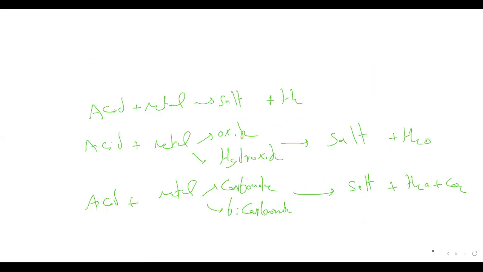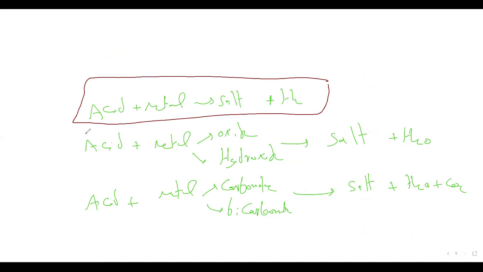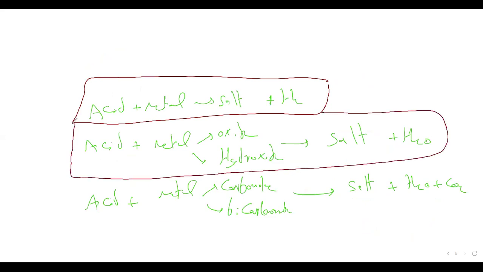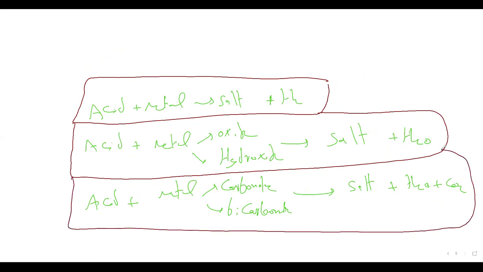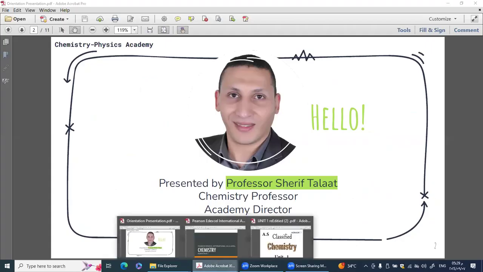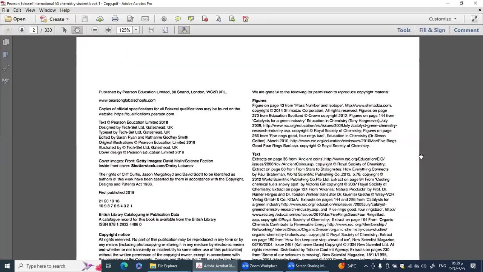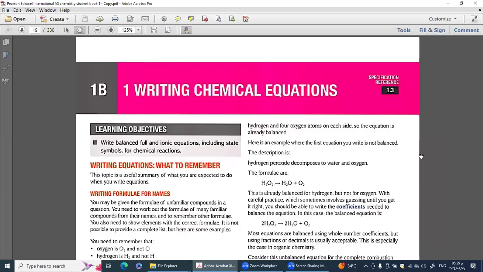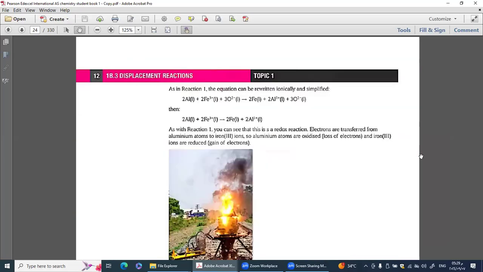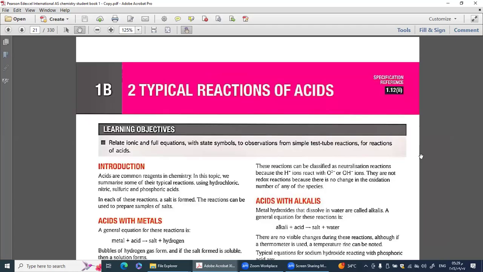The reactions between acid with a metal form salt and hydrogen. Metal oxide or hydroxide forms salt plus water. Metal carbonate or bicarbonate forms salt, water, and carbon dioxide. So this is a reaction between acid with a base. Acid can react with a base in the form of metal, metal oxide, metal hydroxide, or metal carbonate.